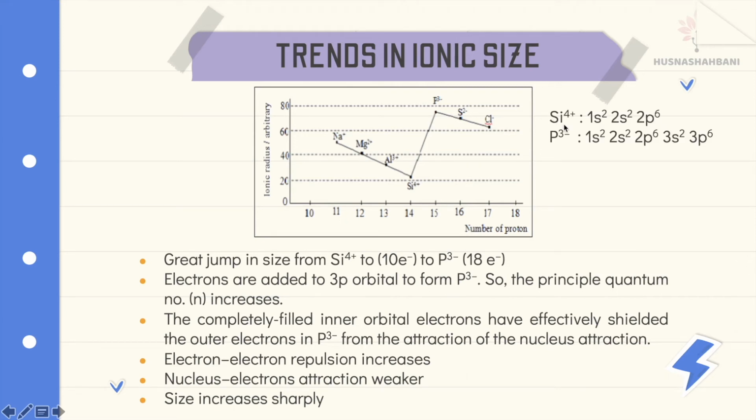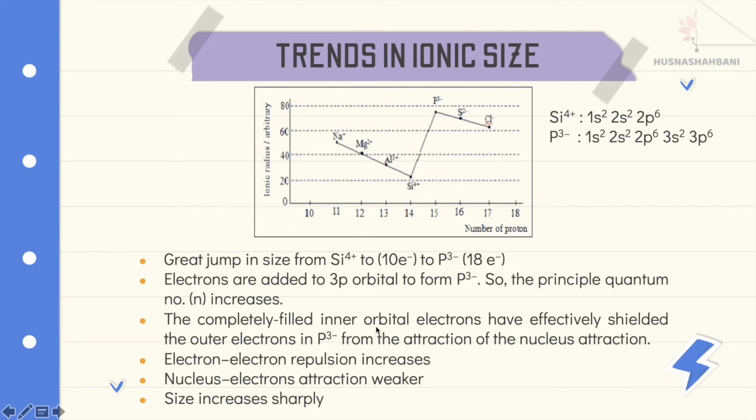If you look at the electronic configuration of Si4+ and P3-, Si4+ goes up to 2p6, but P3- goes up to 3p6. The n of P is higher than the n of Si. So that's why there is a great jump in size.